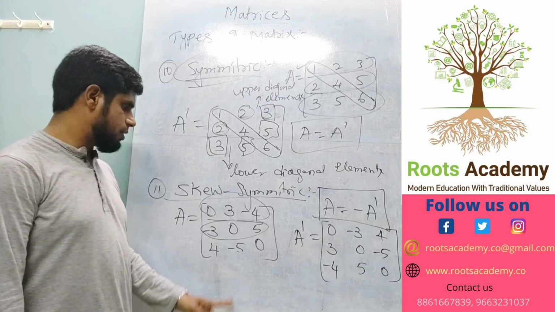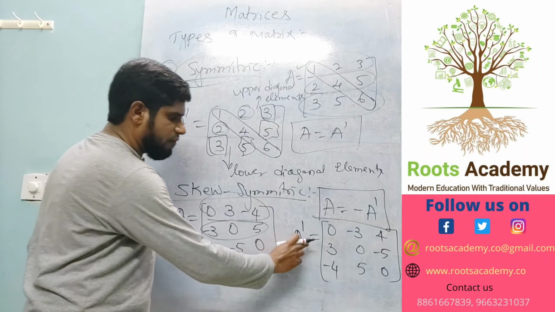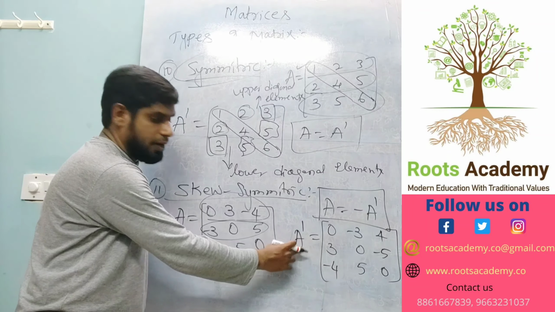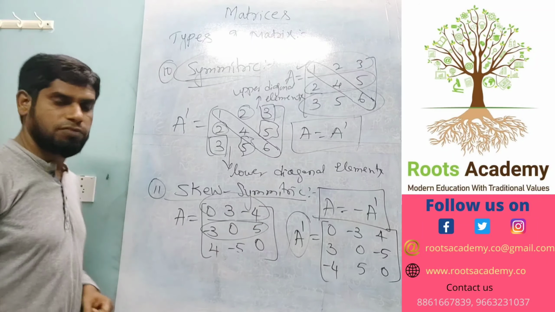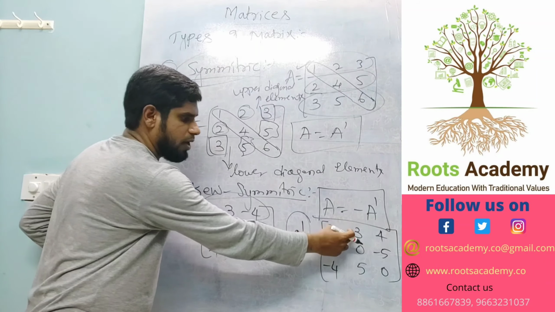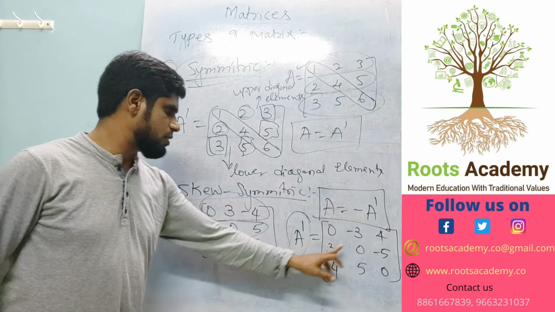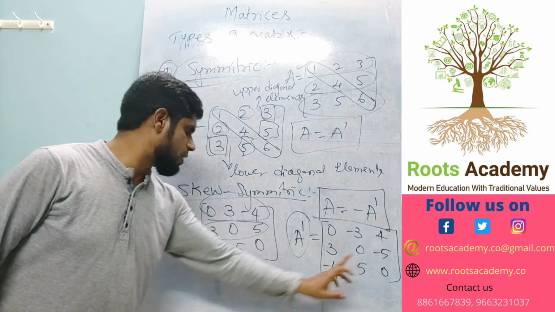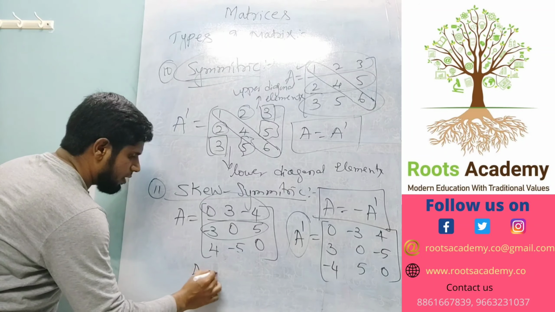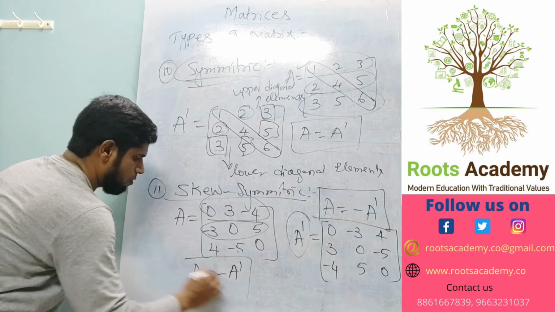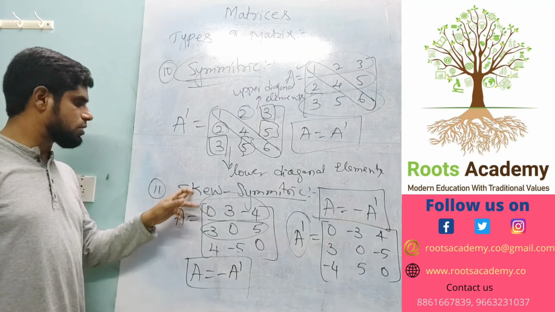So student, is A equal to A transpose? Let us check. If I multiply A transpose by negative, then let us see what I will get. 0 doesn't have any sign. Minus into minus becomes plus. Plus into minus becomes minus. This becomes minus, this becomes plus, this becomes plus, this becomes minus. Yes, student. With this I can compare that A equals minus A transpose. Now student, this A matrix is called a skew symmetric matrix.